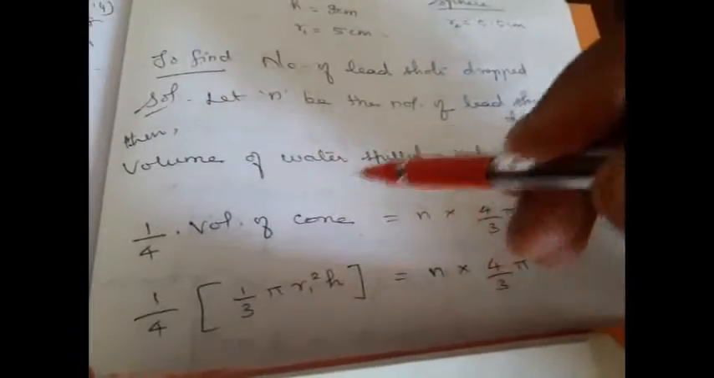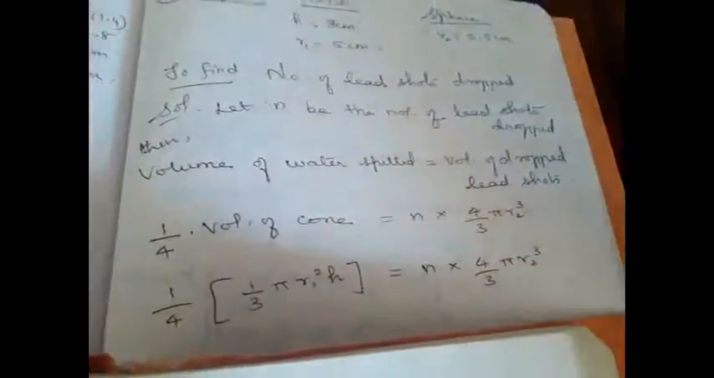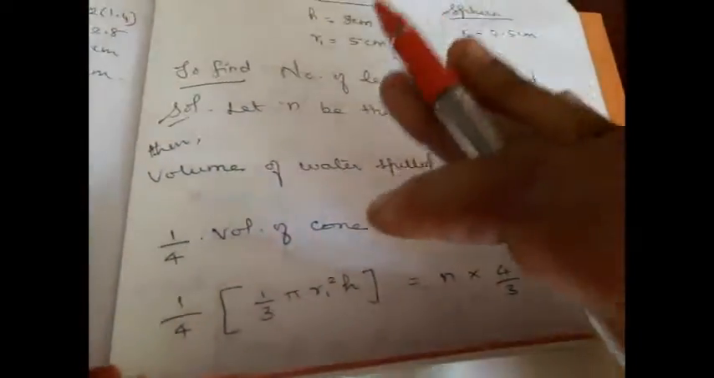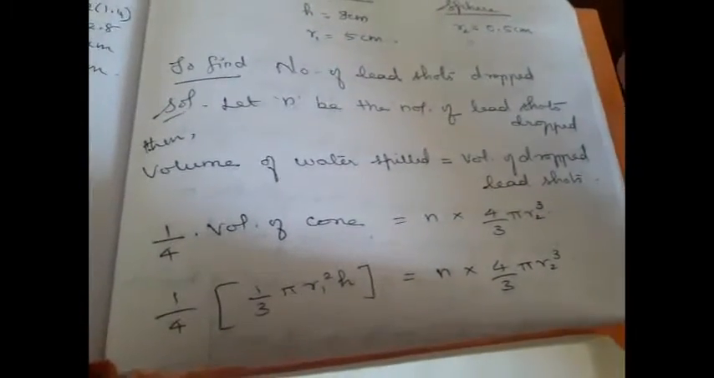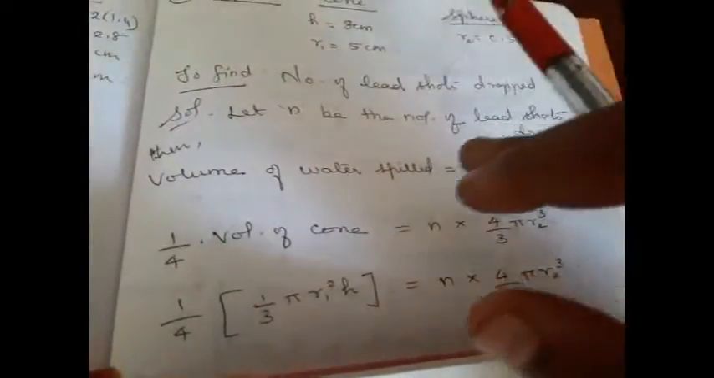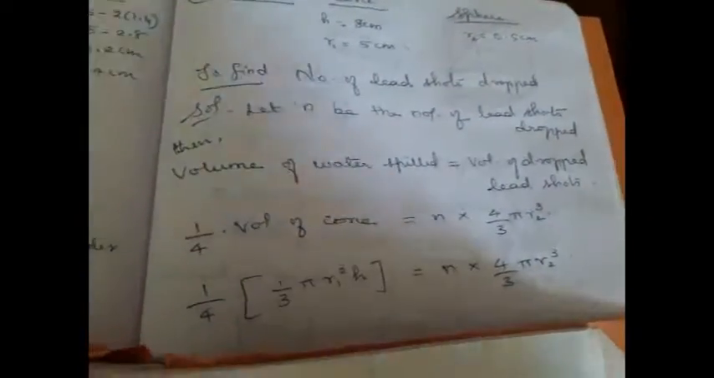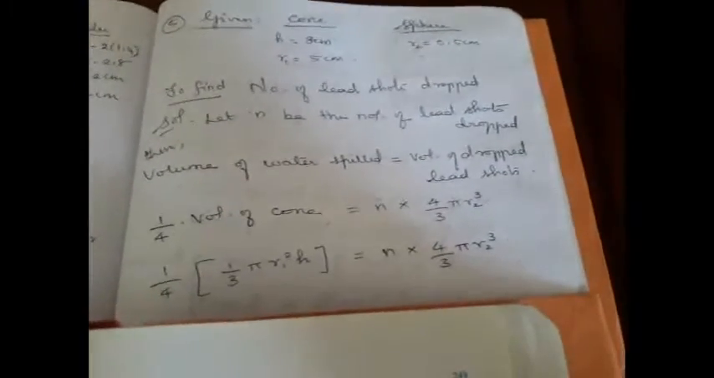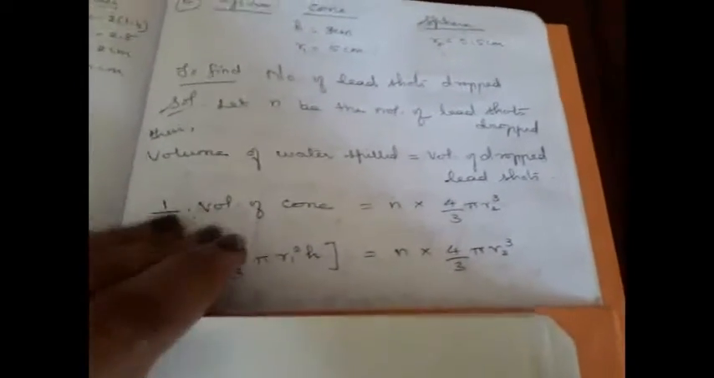Not the entire volume of the water spilled out. Only 1/4 of the water is spilled out. What is 1/4 of water spilled? It is 1/4 of the volume of the cone, because the vessel is in the shape of a cone, right? So 1/4 of the volume of the cone.